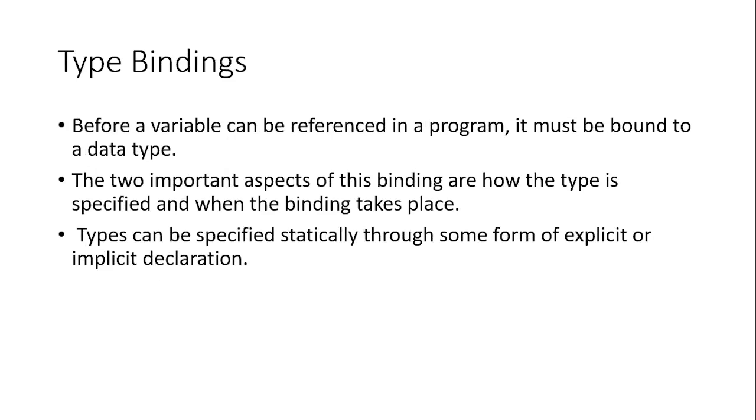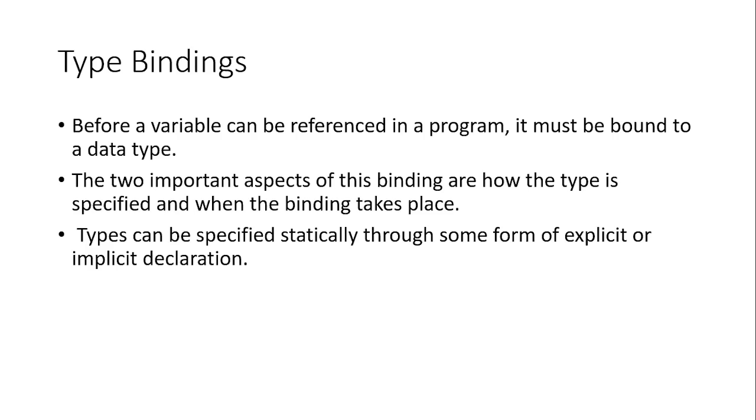Then type bindings. What is meant by type bindings? Before a variable can be referenced in a program, it must be bound to a data type. As the name indicates, it is binding a type to particular variables. The two important aspects of this binding are how the type is specified and when the binding takes place.